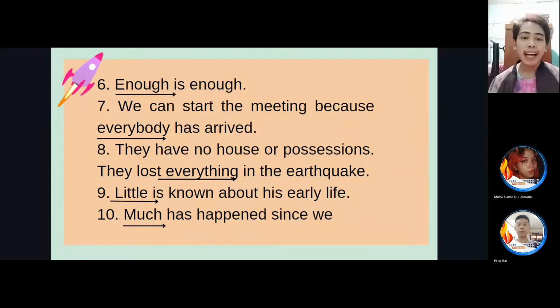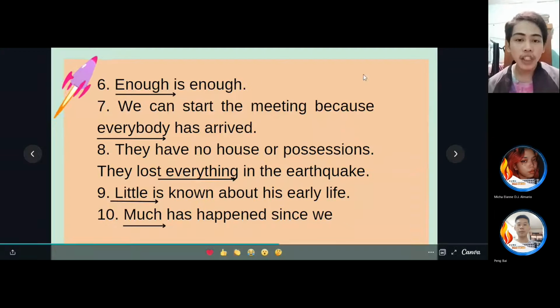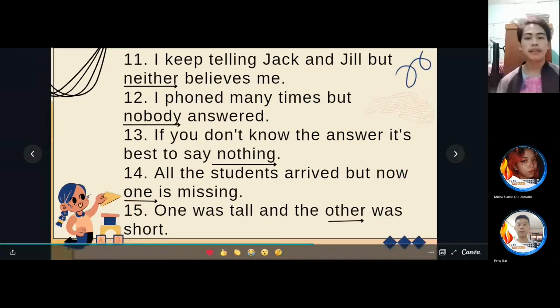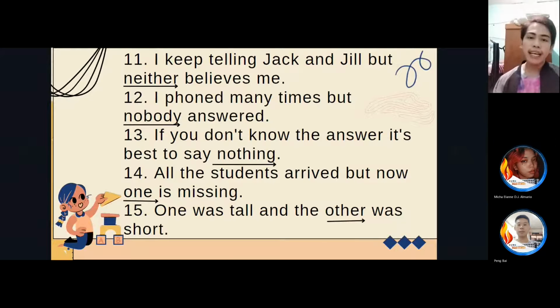Number nine, little. Little is known about his early life. The underlined word is an indefinite pronoun, which means a small amount. And conversely, in item 10, much means a large amount. That is, much has happened since we met. Next slide. Number 11, I keep telling Jack and Jill, but neither believes me. Neither means not one, not the other of the two people or things. Remember, two people or things.